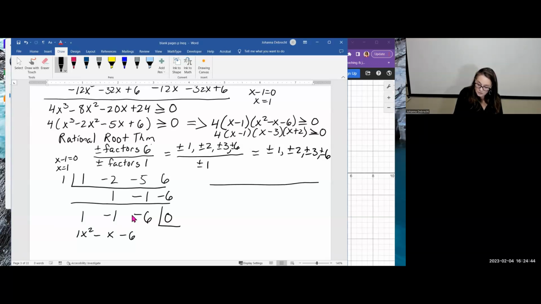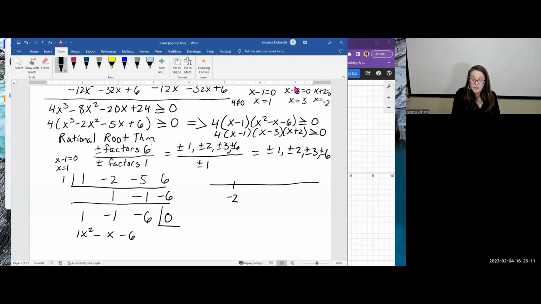This will give me x = 1. X minus 3 will give me x = 3. And x plus 2 will give me x = -2. 4 is not 0, and so it doesn't give me a point to mark off on the number line. Look up here and decide which one is the smallest. That would be -2. That's going to go here.